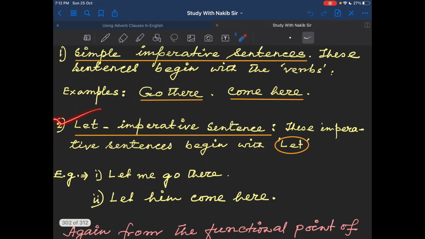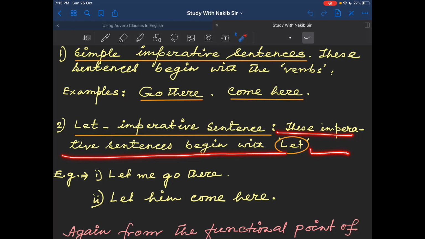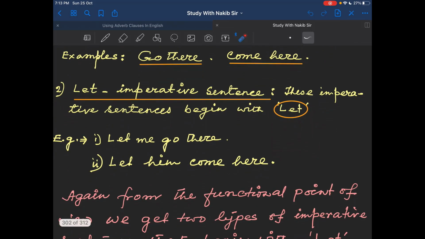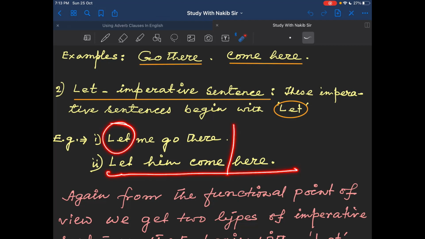Next, number 2, let imperative sentences. Let imperative sentences means the sentences that begin with let. Remember this. They begin with the verb and these begin with let. See the example. Let me go there. Here it is go there, and here it is let me go there. Here it is come here, and here it is let him come here. These sentences begin with let at the beginning.